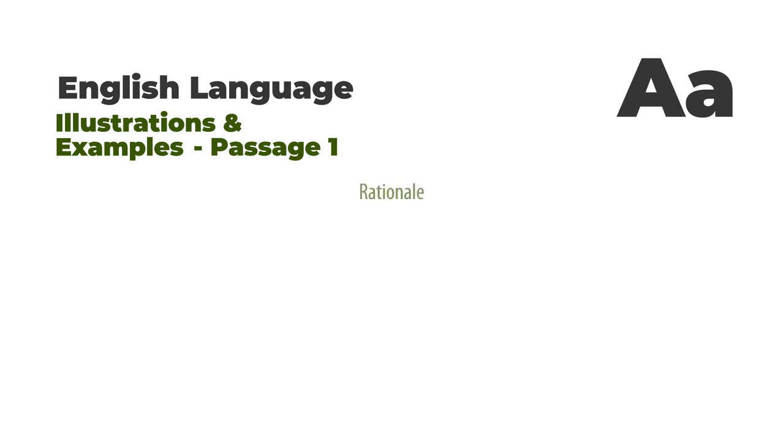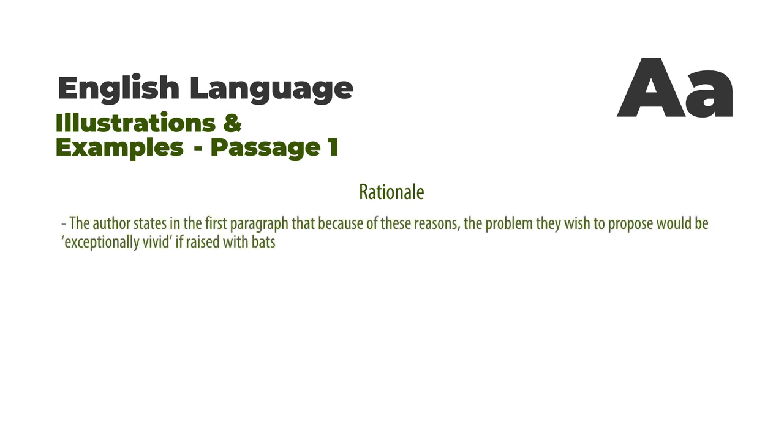Here is the rationale behind the choice. The correct answer is option D because their habits, behavior, and sense organs are very different from ours, yet people are willing to believe that they have experience. The author states in the first paragraph that because of these reasons, the problem they wish to propose would be exceptionally vivid if raised with bats.